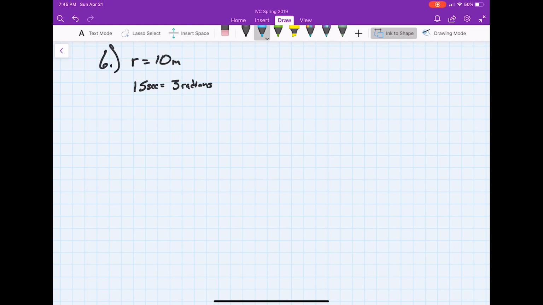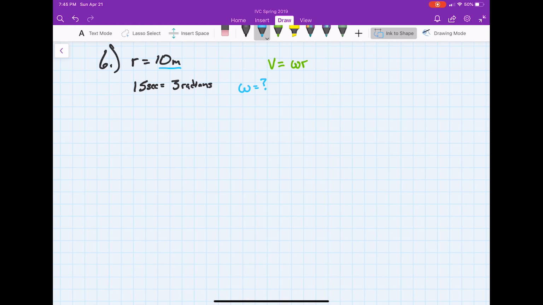An object is traveling around a circle with a radius of 10 meters. If in 15 seconds a central angle of 3 radians is swept out, what is the linear speed of the object? So the linear speed equation is v equals omega times radius, where angular velocity is represented by omega. And our radius here is 10. So what is our angular velocity?